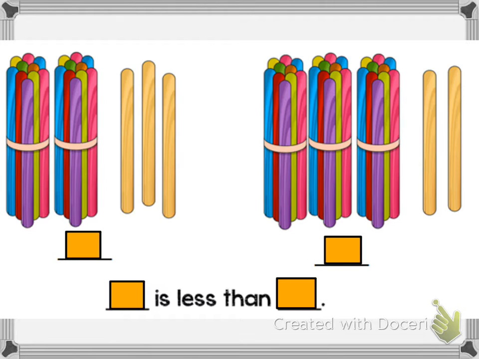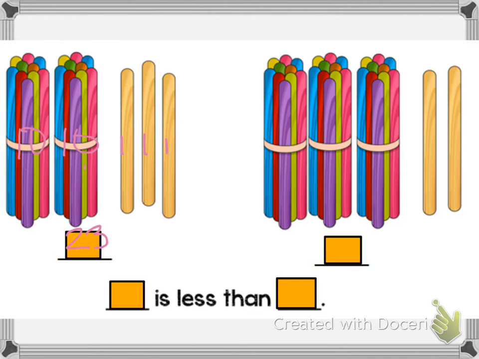the bottom. So this first one has two bundles of 10, and then 1, 2, 3 ones. So let's count it. Now remember, we count our 10s first, and then for our ones, those separate ones right here, we count one more for each of them. So 10, 20. Now I have to start counting my ones: 21, 22, 23. So it's 23.